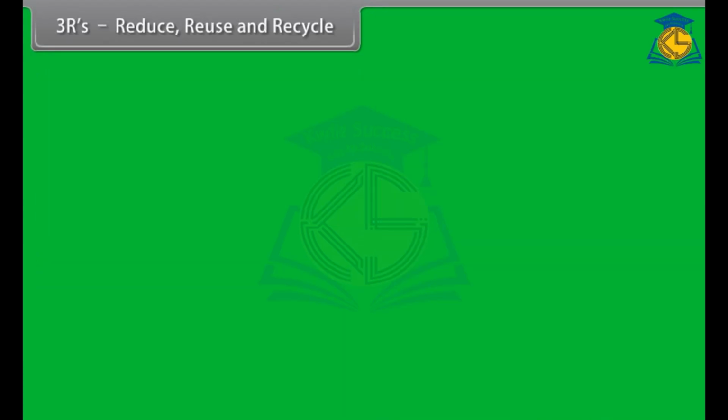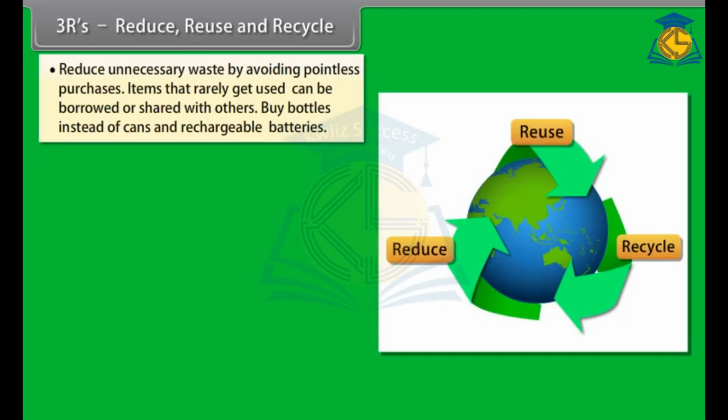3 R's: reduce, reuse, and recycle. Reduce unnecessary waste by avoiding pointless purchases. Items that rarely get used can be borrowed or shared with others. Buy bottles instead of cans and rechargeable batteries.